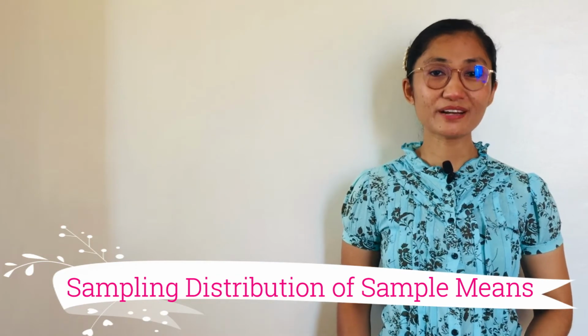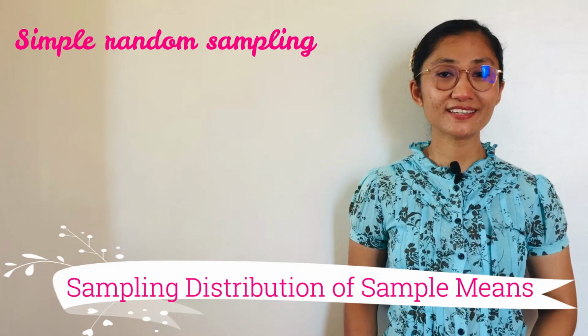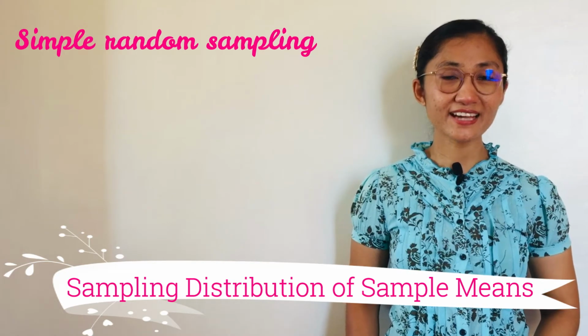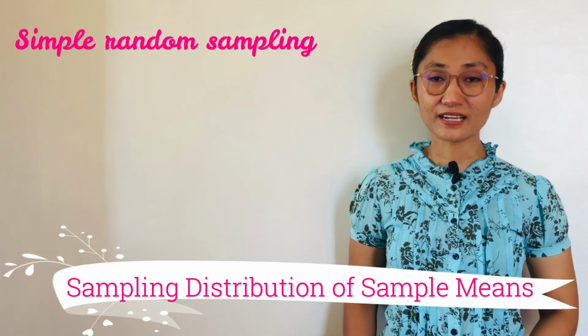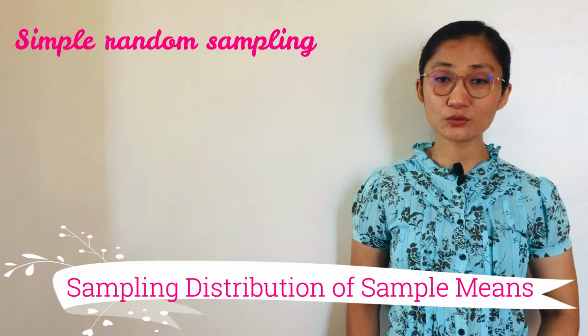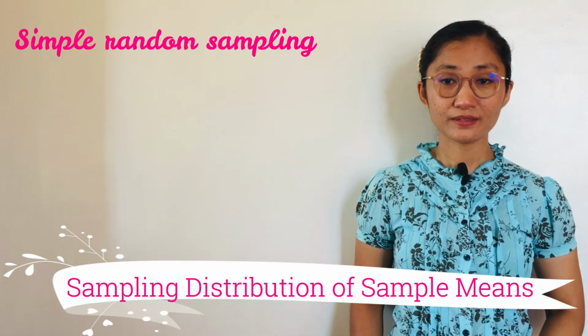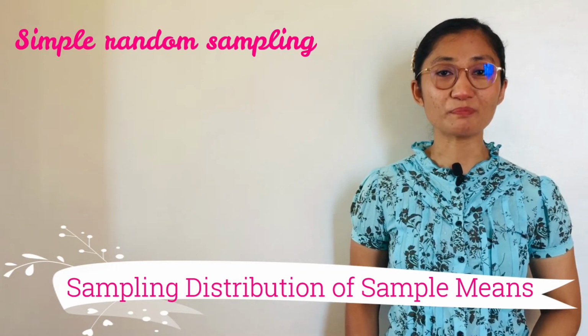First, simple random sampling is the most basic random sampling wherein each element in the population has an equal probability of being selected. An example is when a researcher writes the name of each student on a piece of paper, mixes the papers in a box, and draws 10 pieces of paper.